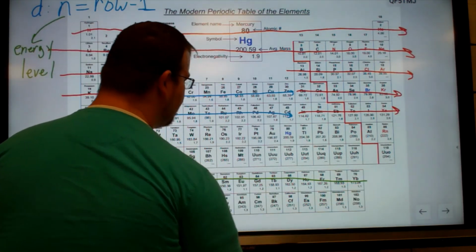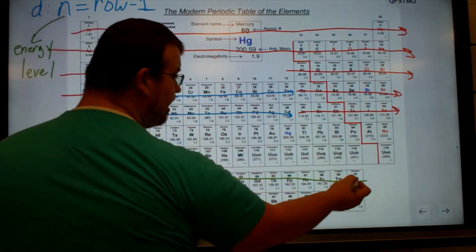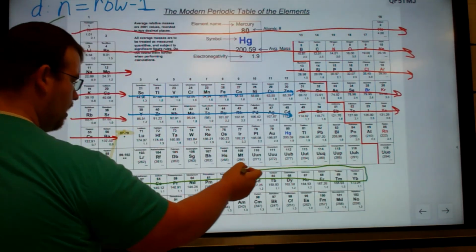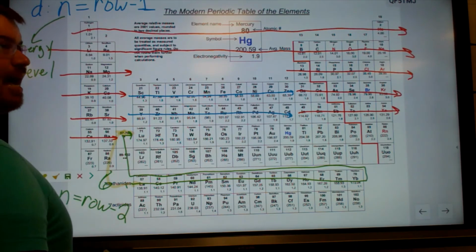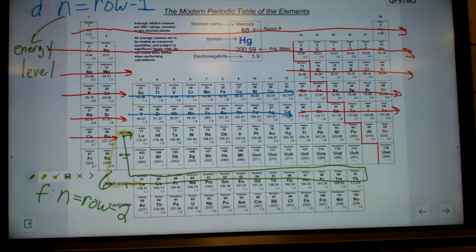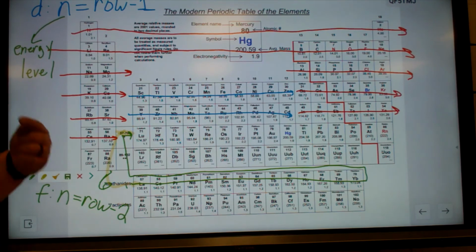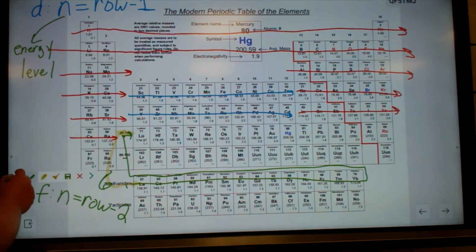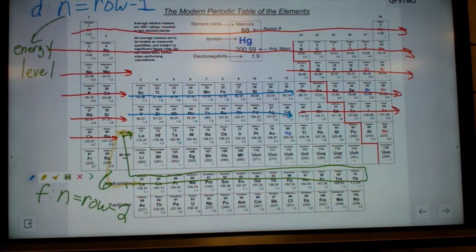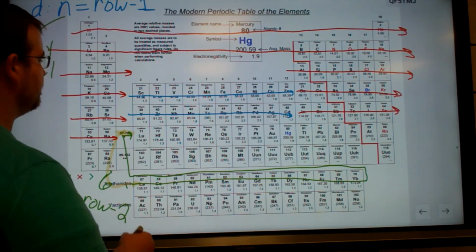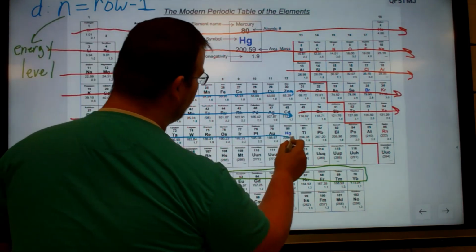Now once you get there, you will then come back up and go back into the d block. So then we'll go 6s2, 4f14, then I go back into the d block. Remember, when you get into the d block, row minus 1. So 6, still in the 6th row, minus 1 equals 5. So it's 5d, go all the way through.